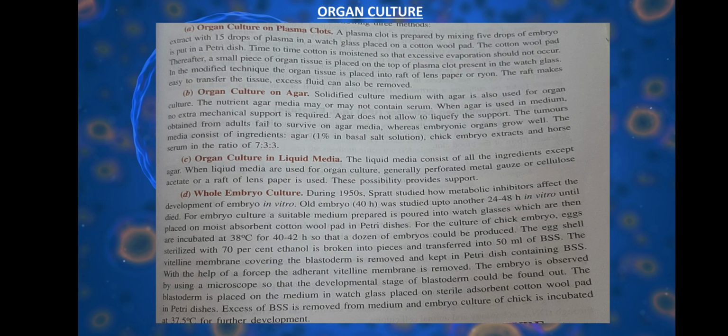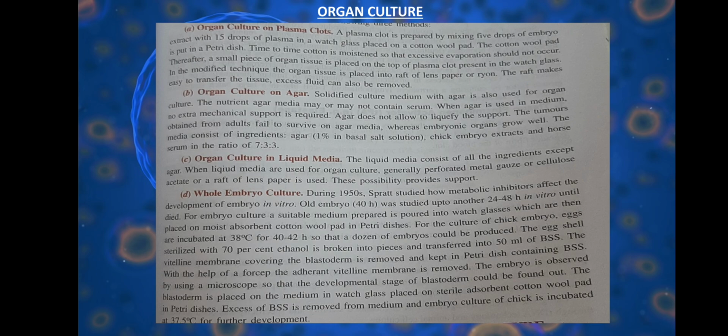Organ culture can be done in various different types. That is, it's not a fully functional organ that is cultured in the following procedure, but a tissue sample or a piece of the organ is cut and cultured. That's the way it is preserved. The first one: they are cultured on plasma clots. It's prepared by mixing 5 drops of the embryo extract with 15 drops of embryo plasma in a watch glass placed on a cotton wool pad. The cotton wool pad is put in a petri dish, and from time to time the cotton is moistened so that excessive evaporation does not occur.